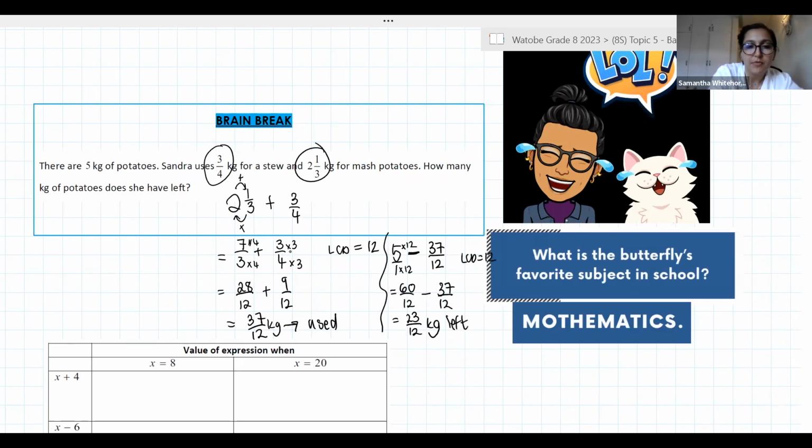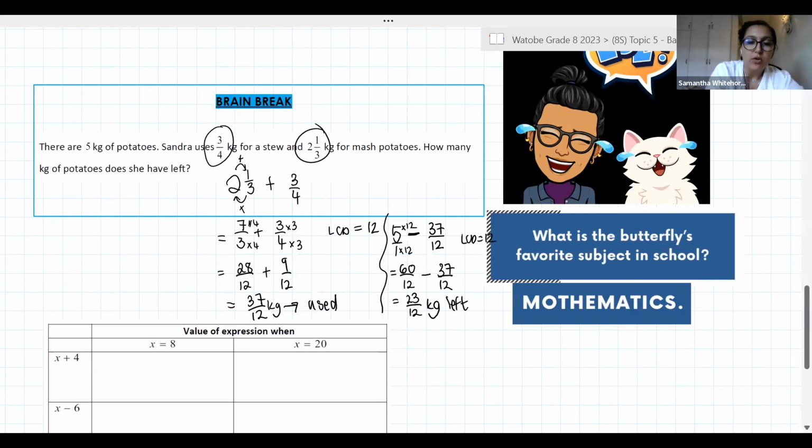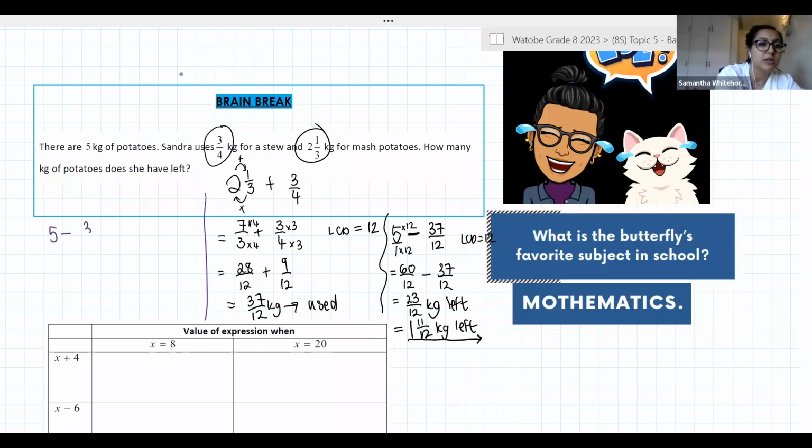Now, if you left it as an improper fraction, that is fine. Generally, though, in word sums, a mixed number does make a bit more sense. So this as a mixed number is 1 11/12 of a kg of potatoes left over. And so all this was, guys, was applying the correct operations in order to get your answer. Now, if you wanted to, you could do it all in one go by saying 5 minus 3/4 minus 2 1/3 kilograms and do the same thing. Convert your mixed number, get your LCD, subtract, you will get exactly the same answer. It won't be any different.